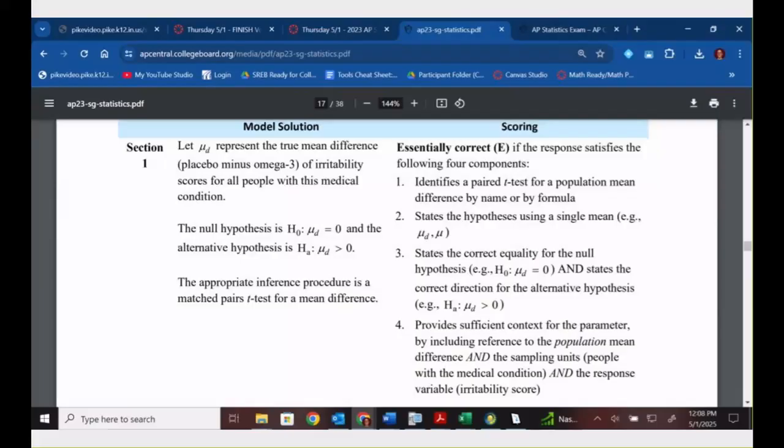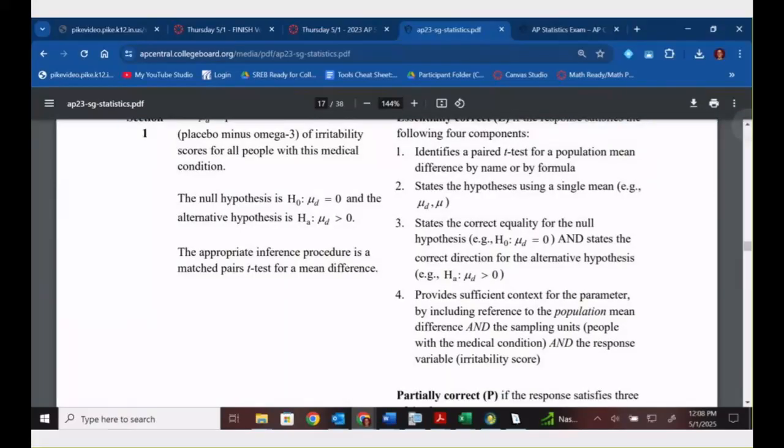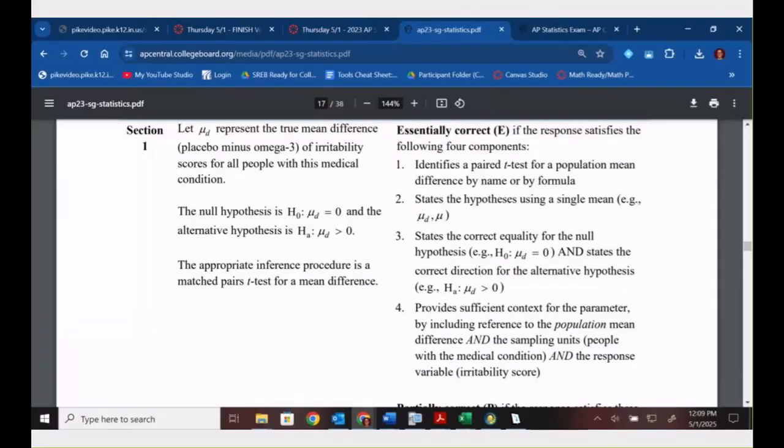And then component number 4 provides sufficient context for the parameter by including reference to the population mean difference and the sampling units, so people with the medical condition, and the response variable, irritability score. So you have to make a reference to the entire population, have to talk about the sampling units, the people with the medical condition, and the response variable, the irritability score. If you got all 4 components, then you have an essentially correct. If you have 3 of the 4 components, then it is a partially correct.